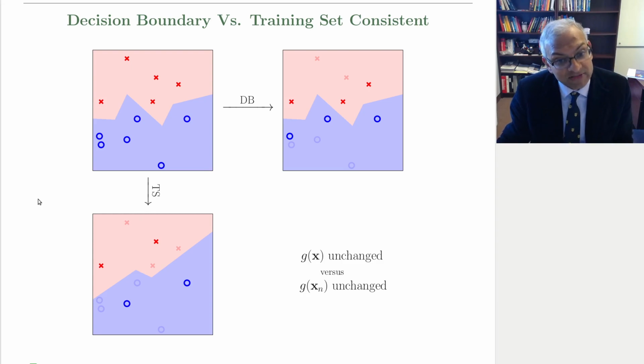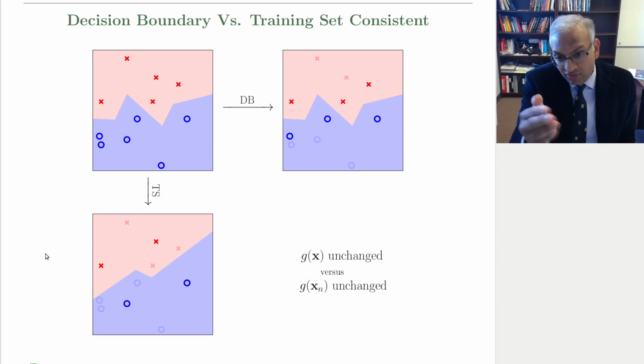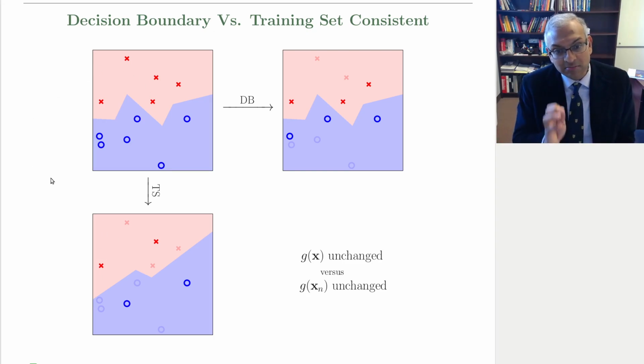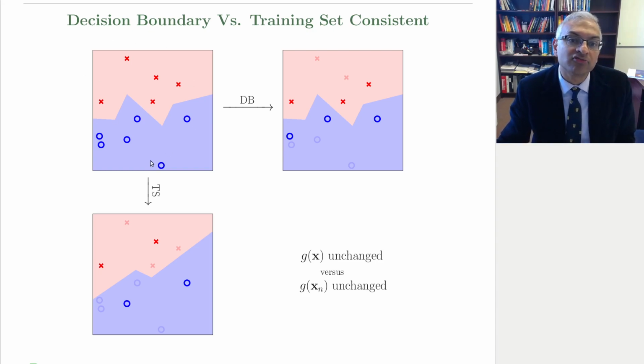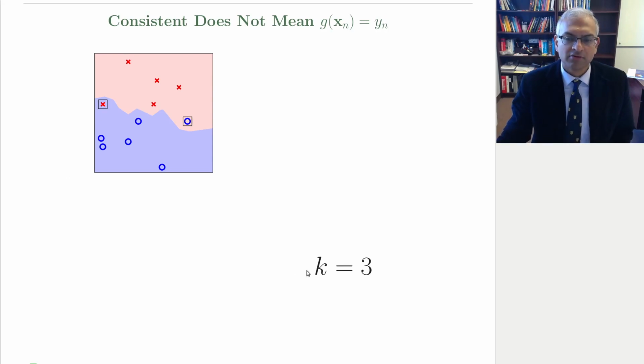Now I want to emphasize that if you're working as we are here with k equals 1, then training set consistent means throw away as much data as you can while maintaining E in 0. And the reason is that the original full data has E in of 0. But if you're working with k bigger than 1, training set consistent doesn't necessarily mean you have to get E in 0. So here's an example with 3 nearest neighbors.